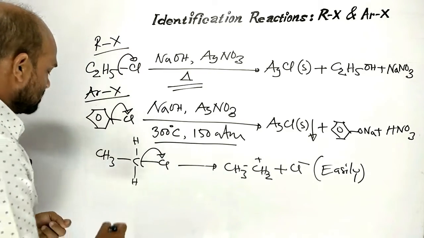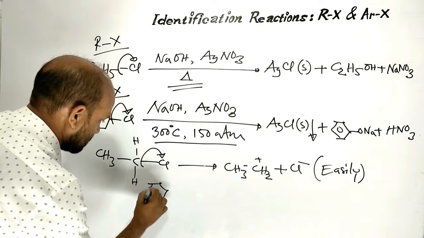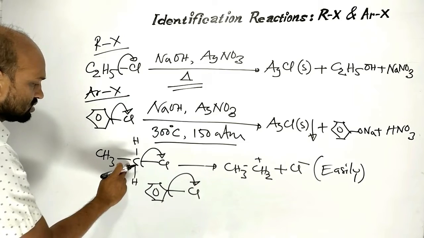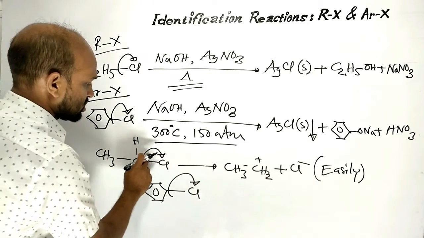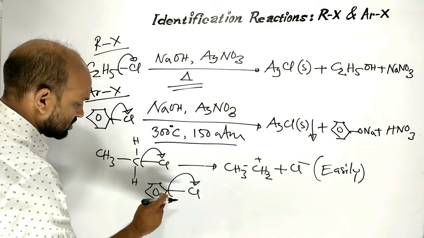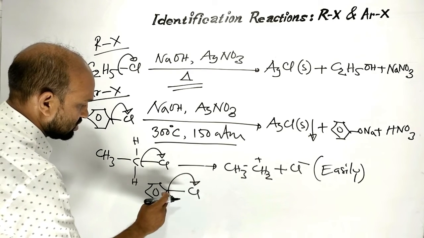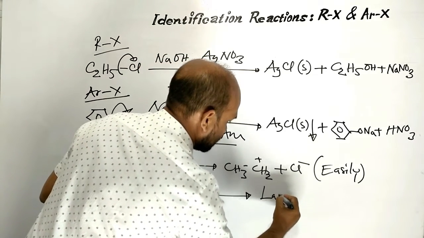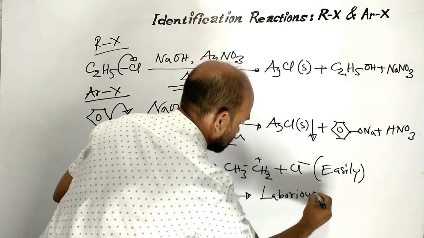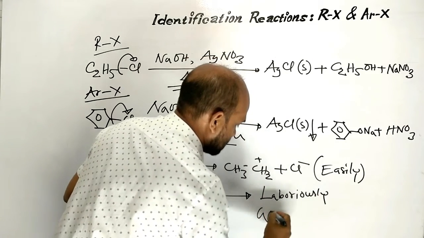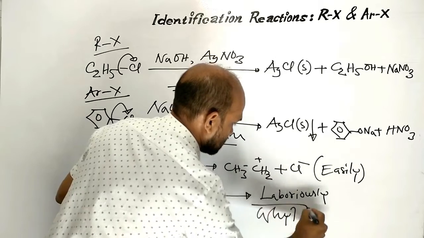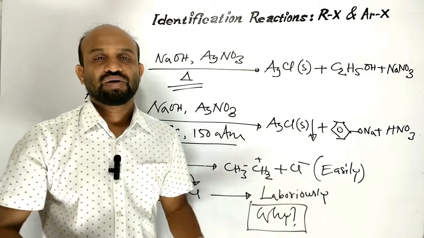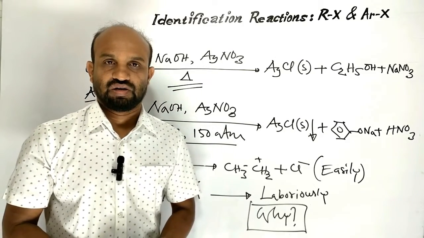But why? That is, phenyl chloride, this carbon-chlorine bond undergoes hydrolytic fission easily in alkyl halide, but in case of phenyl chloride, this carbon-chlorine bond undergoes hydrolytic fission laboriously. Why? This is another question that will be clarified in the next lesson in detail.